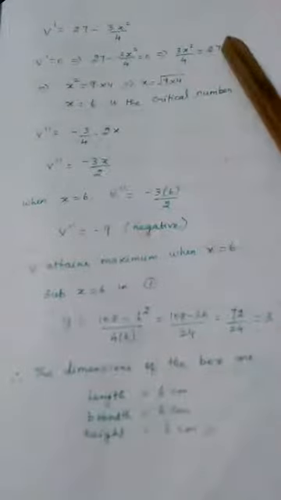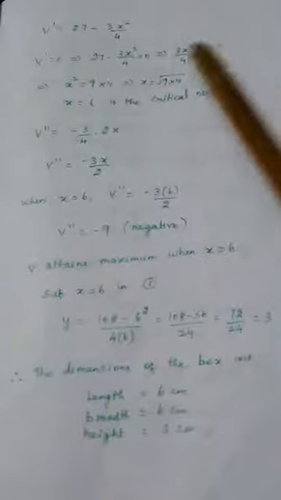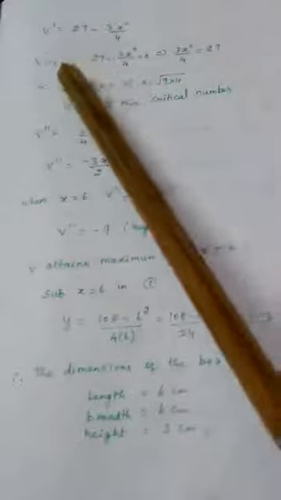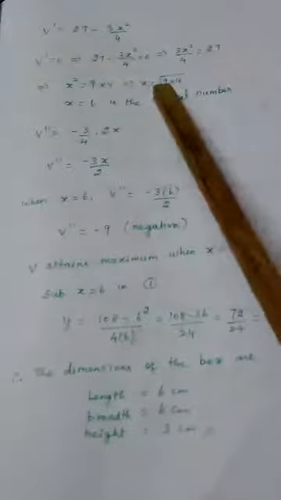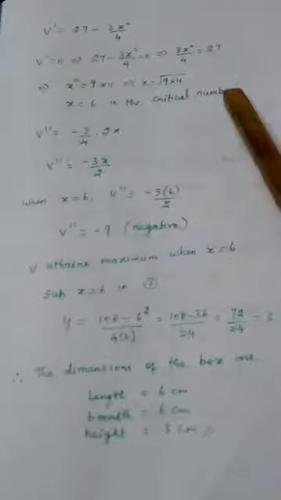Bringing this to the other side. Cancelling 3, 27 becomes 9. So cross multiplying, 9 into 4. Square goes to the other side. Root 9 is 3, root 4 is 2. 3 2s are 6, which is the critical number.